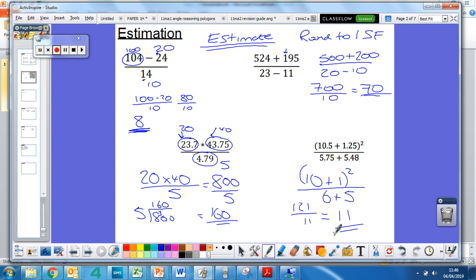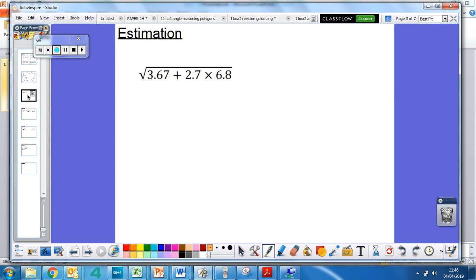Now all the rest of these examples are directly taken from exam papers that I've seen before. I've tried to cover all the different types, all of them. So sometimes they look like this. Scary. It's the square root. But look at these numbers. Let's just replace those numbers. 3.67, one significant figure, 4. Plus 2.7 to one significant figure, 3. Times 6.8 to one significant figure, 7.